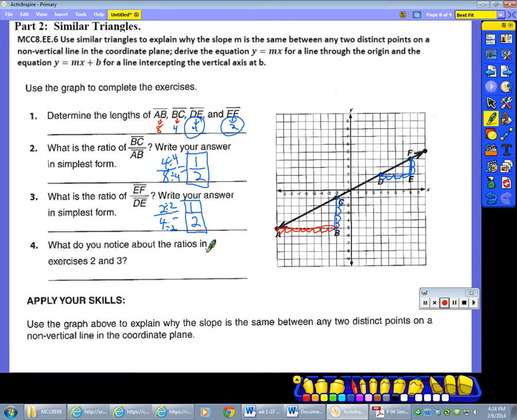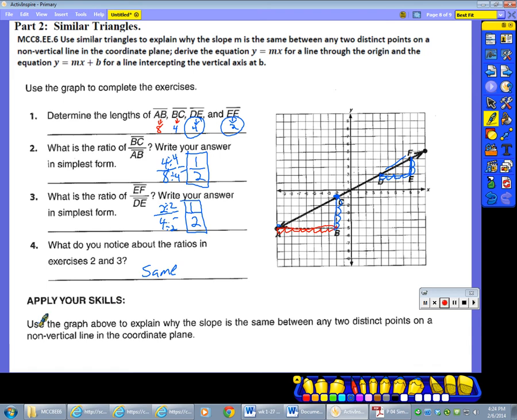What do you notice about these two ratios? So these are two different portions of the line, this ratio and that ratio, okay? But what do you notice about the two ratios? Well, they're the same. So you would write something to the effect of that, well, these two ratios are the same. Of course, you would have to write more than just same, but you get the idea.